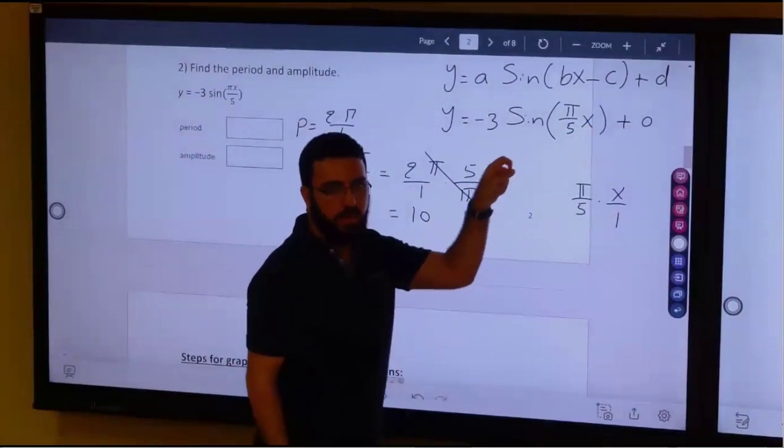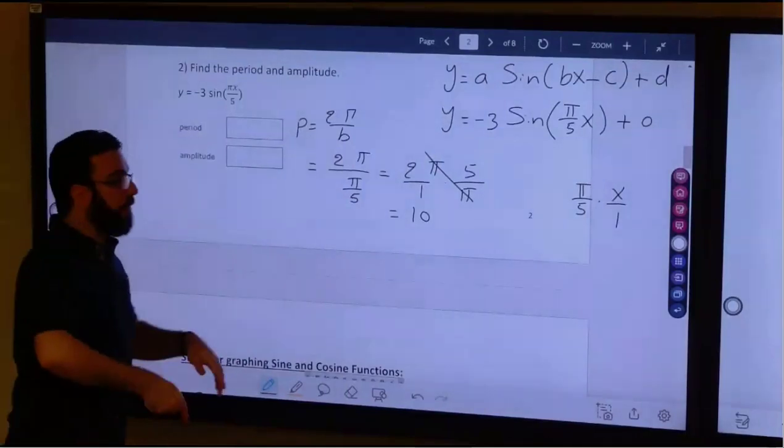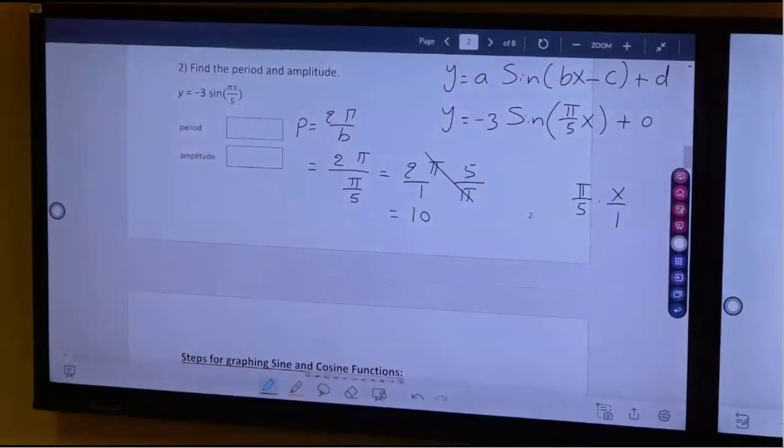To show you, because when we're doing the graph, you don't have to do these steps, but you have to know what you're doing. So the period is 10 for the answer? So basically, that's it.